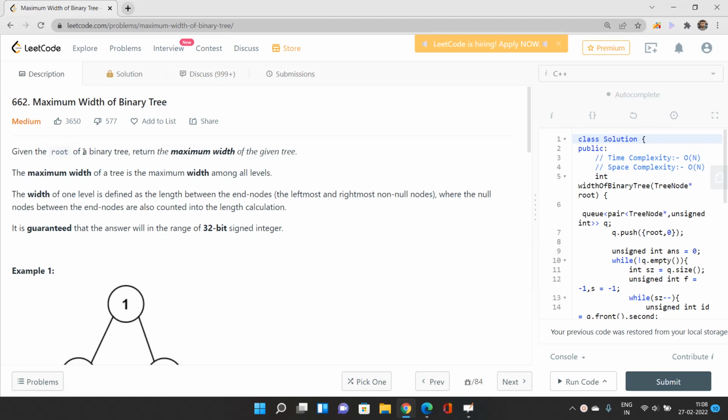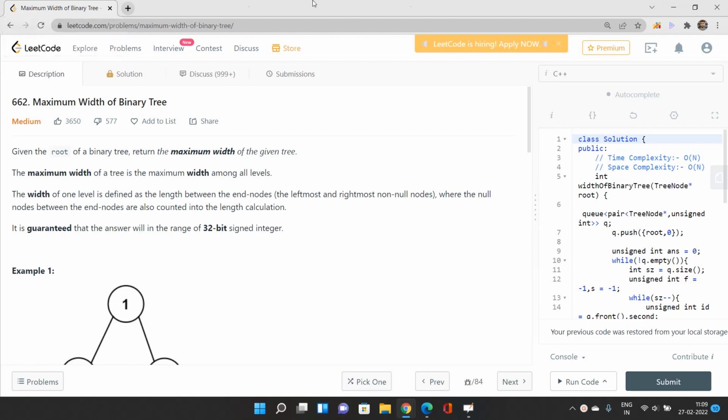Talking about the prerequisites to solve this problem, you must know the concept of binary tree, and you should be aware of how you are going to perform breadth first search or depth first search to find out the maximum width of the given tree. So it is not a big deal. You need to know how to iterate in a binary tree through some standard traversal methods like breadth first search or depth first search.